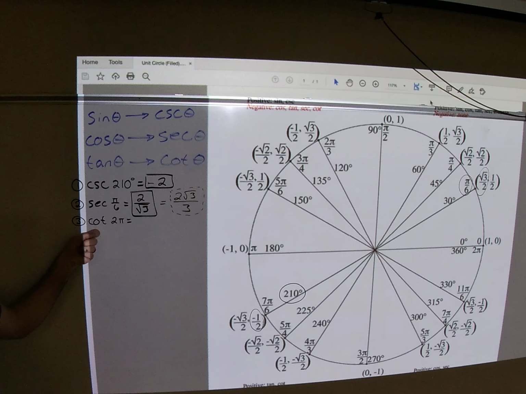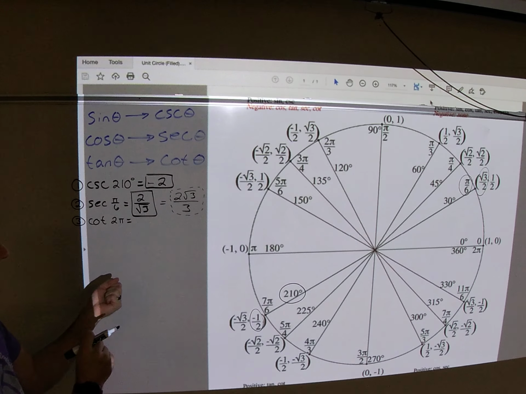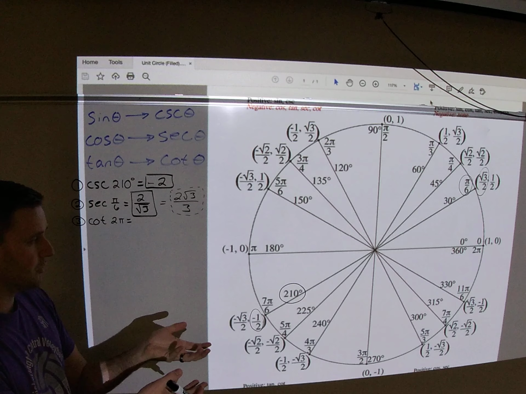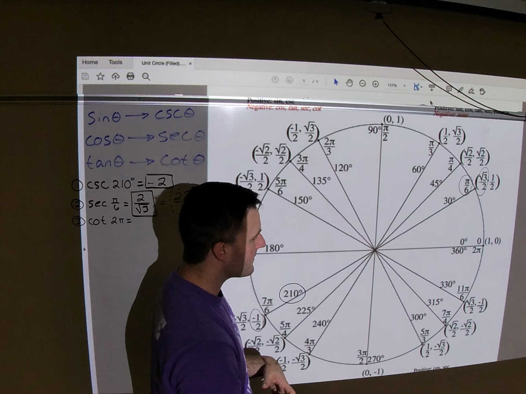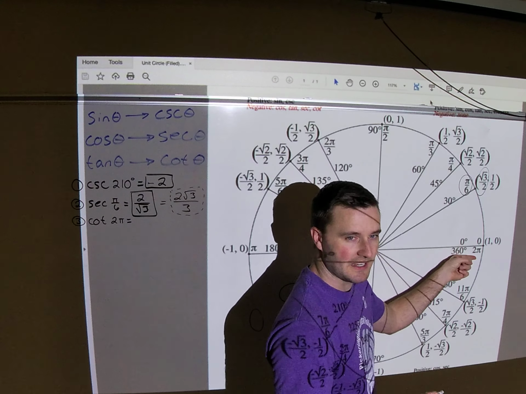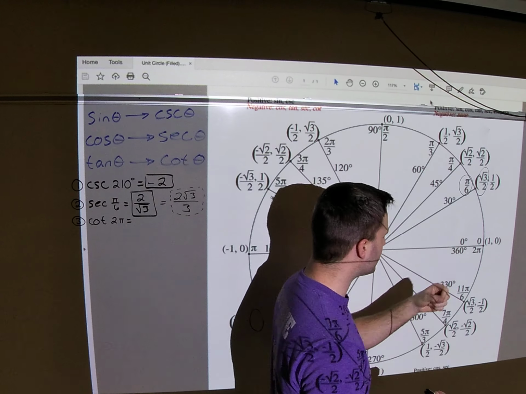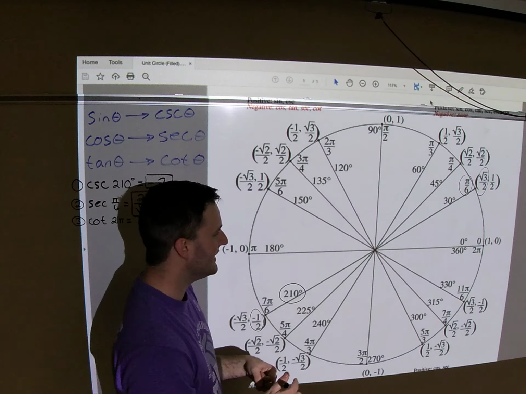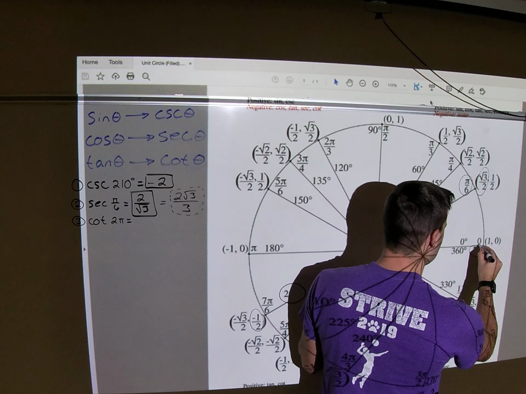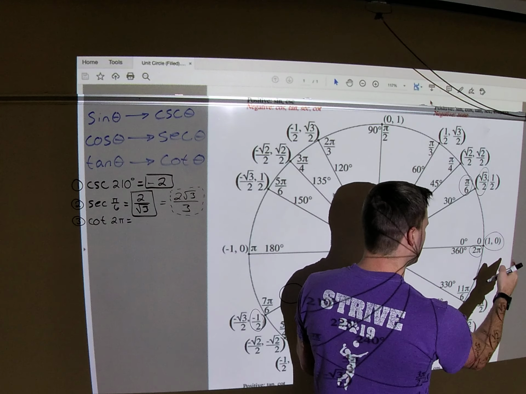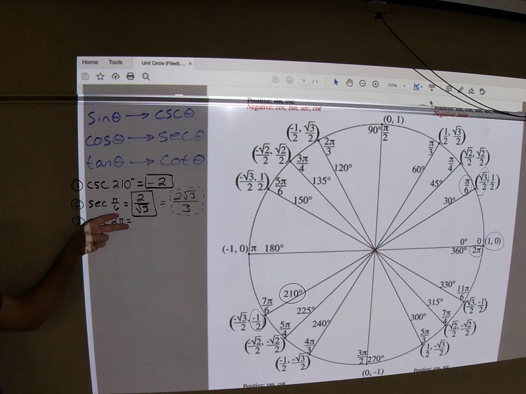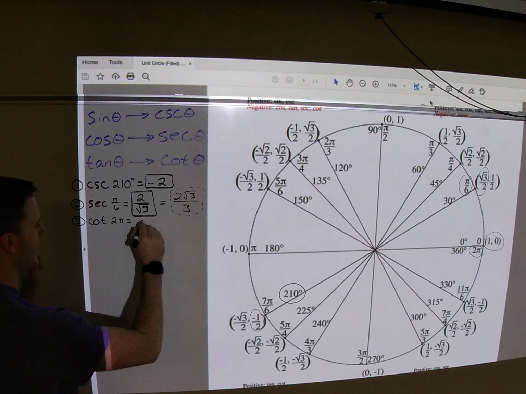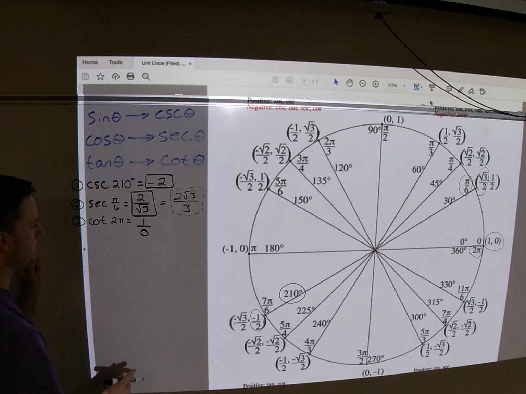Now what about cotangent? So cotangent of 2 pi. So remember, 0 and 2 pi have their ending point, their terminal side at the same spot. So cotangent of 2 pi. Well, I want to know what the tangent of 2 pi is first, because that's our reciprocal. So okay, let's think about this. Tangent is y/x, meaning tangent is going to be 0/1. Well, what's the reciprocal of 0/1? Well, that would just be 1/0.